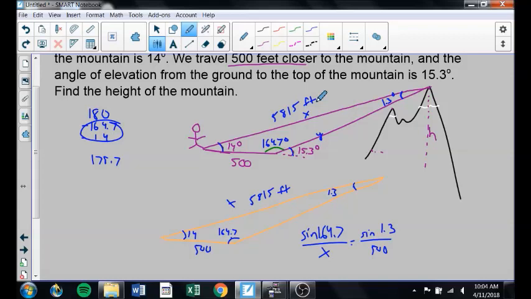Now my goal was still to find this height here. But I can do that now if I look at this triangle. That yellow triangle is a right triangle. And it's got 14 degrees here, 5,815 here, and I'm trying to find this height here. Well, based off this angle, this is the opposite and this is the hypotenuse. So I'm going to do sine. With that triangle, I can do the sine of 14 degrees equals h over 5,815.